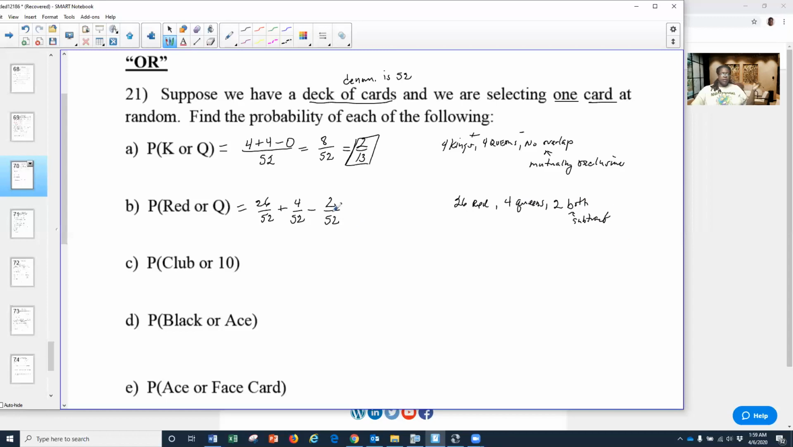Okay. Now let's do the math. Again, you can put this in your calculator, or you can do your individual math. Here we could just add 26 plus 4 gives us 30. 30 minus 2 is 28. 28 over 52, which we know can reduce to 7 over 13.